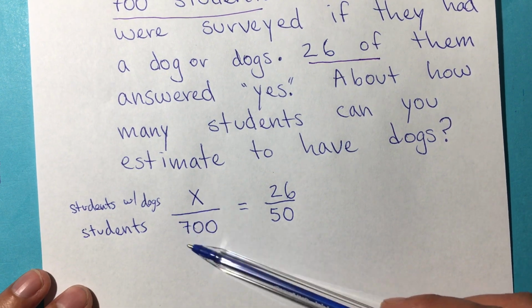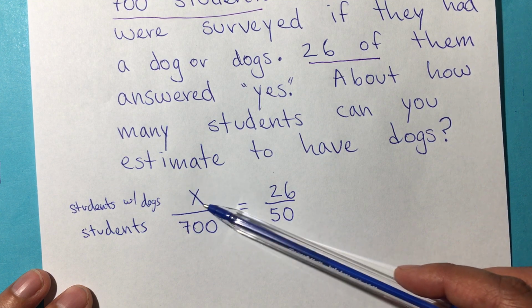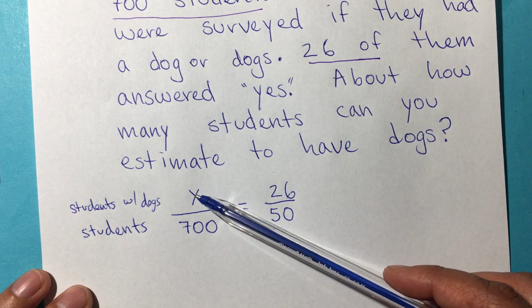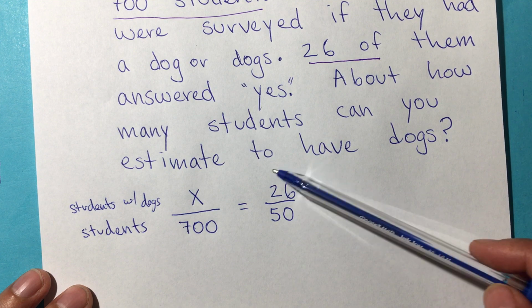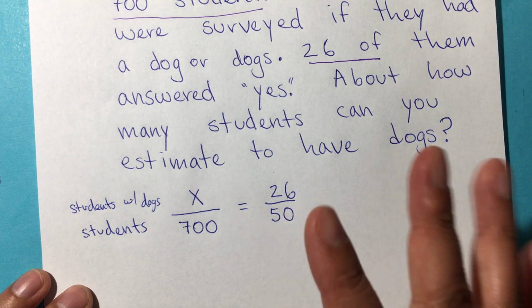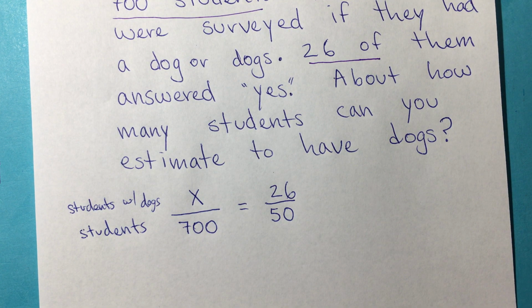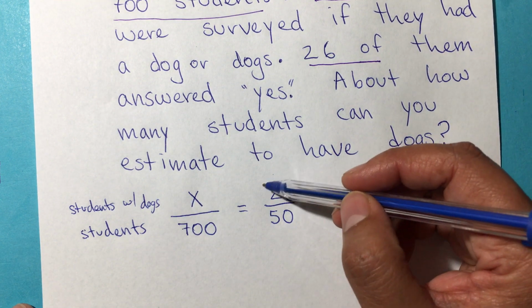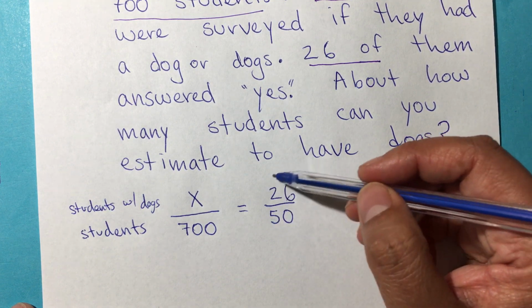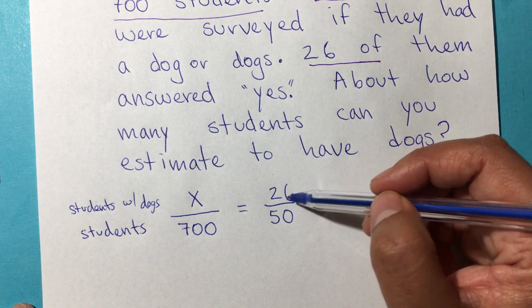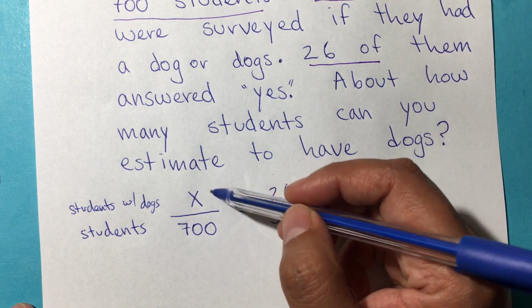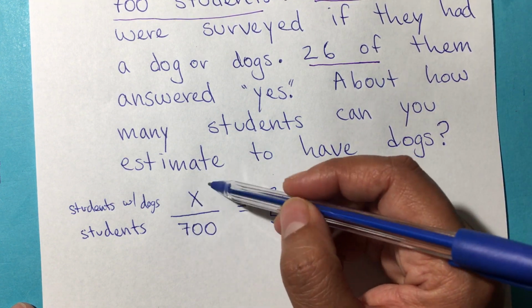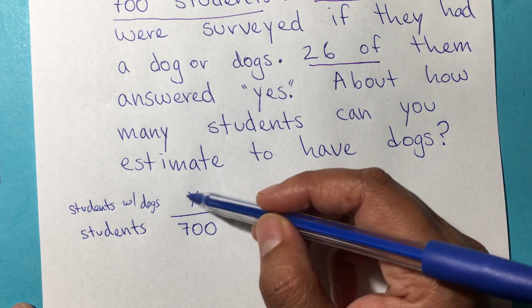Again, this is out of the total number of students. What's the total number of students who have dogs? We don't know, but by surveying a small sample, we can figure out about how many students. Remember that data analysis is an estimation, and it should be very close to what we find out. But again, that's why it's an estimate. And again, this represents out of the students surveyed, this is the number of students with dogs. Out of the total number of students in that school, we're trying to find out how many do have dogs.